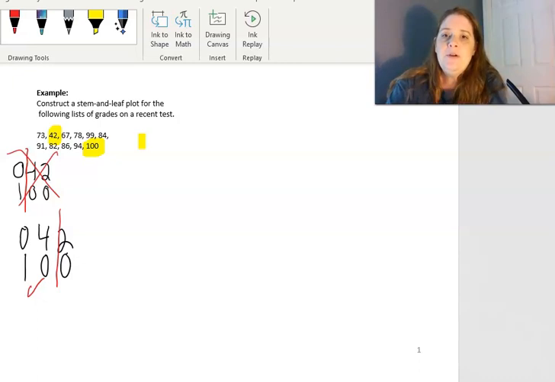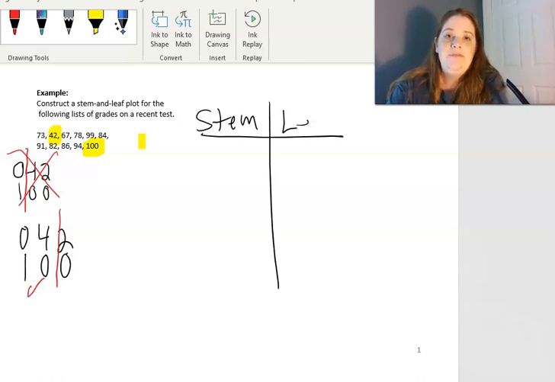All right, so I'm going to go over and I'm going to write stems, okay, and leaf. And I'm going to write all the numbers from 4 to 10. So even if I don't necessarily have any numbers in the 50s or 60s, for example, I still have to include all of the stems. You never want to skip stems just because you don't have any.